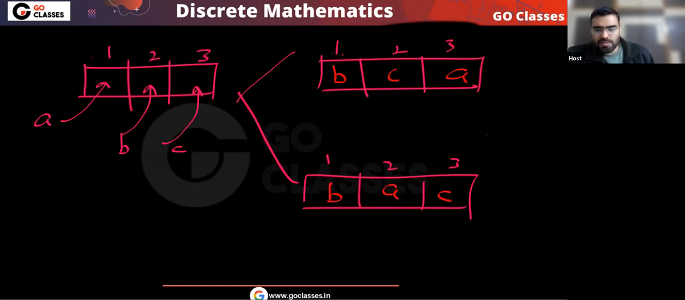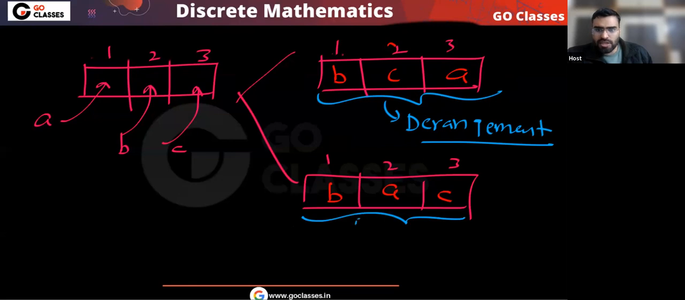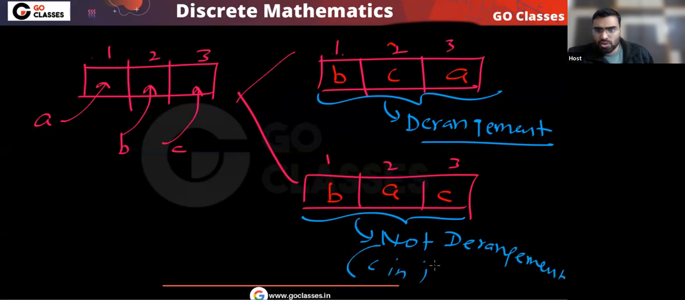Which of these is derangement? Tell me. You can notice this is derangement, because no one is in its place, so this situation is known as derangement. Here you can notice C is in its own home, so this is not a derangement because C is present in his own home. So this is not a derangement problem. Why? Because C is in its home.